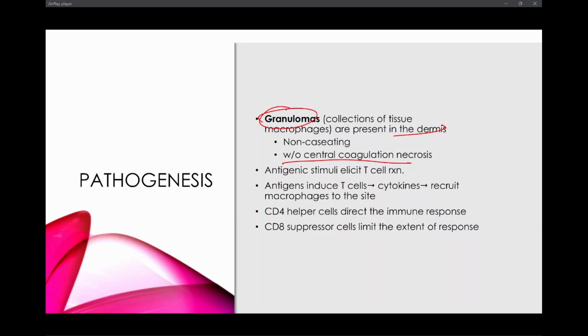So antigenic stimuli elicit a T cell reaction. Is a T cell reaction going to be fast or slow? Slow. Antigens induce the T cells, recruiting more macrophages to the site, so more infiltration of these cells, making these lesions bigger because you're putting more stuff inside. CD4 helper cells direct the immune response, and the CD8 suppressor cells limit the extent of the response. So how big a response do you get? CD8 helps limit so you don't have that hypersensitivity reaction. CD4 helps direct the immune response to the right tissue that needs it.